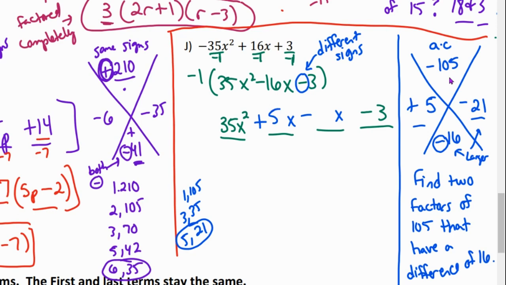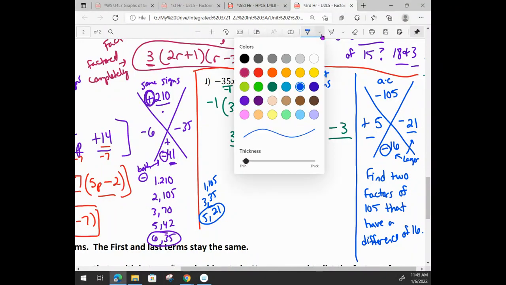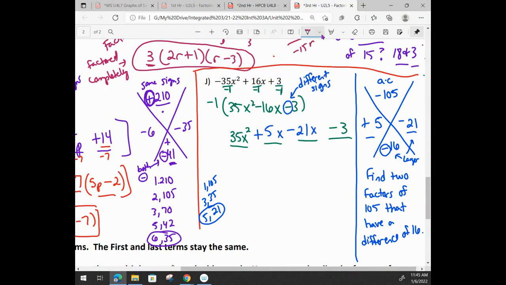So I'm going to put my 5 here, my 21 there. Then split the four terms in half. I don't like when people use parentheses here, because if you use parentheses, it indicates that you're multiplying, and we are not multiplying these things right now. We are factoring them out.